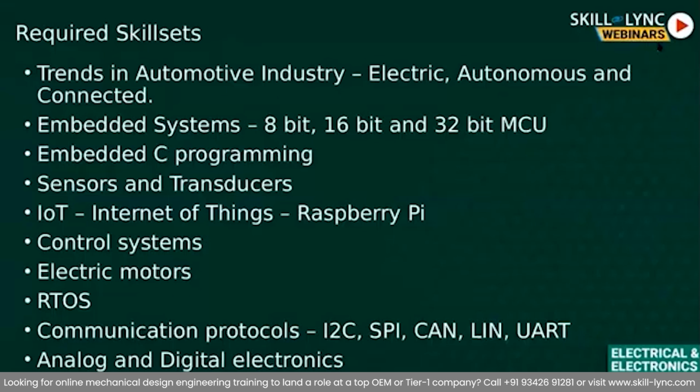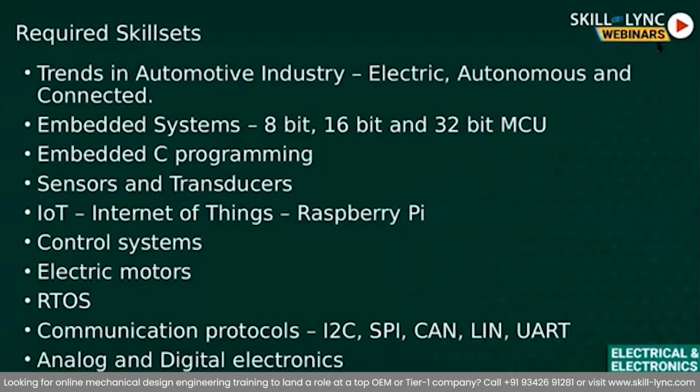So as mentioned before, connected car is the talk of the town. Connected car is an application of Internet of Things. Having practical exposure to Raspberry Pi and working on a couple of IoT projects will increase your chances of success in placement. One must strive to gain practical experience in embedded communication protocols like I2C, SPI, CAN, LIN, and UART. Technical concepts like control systems, electrical machines, RTOS, and signal conditioning circuits must be mastered.